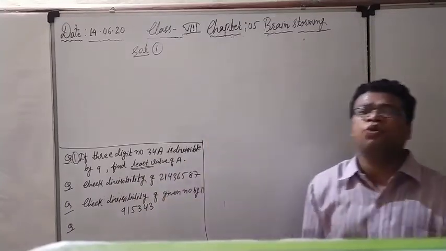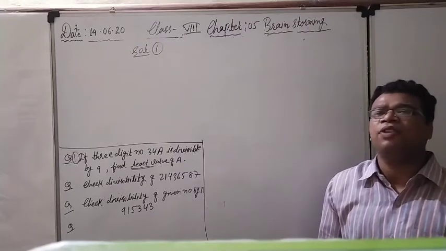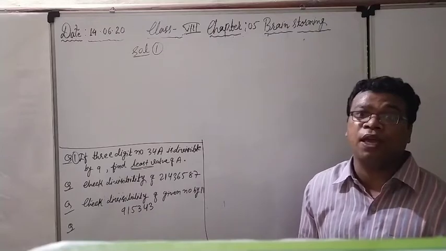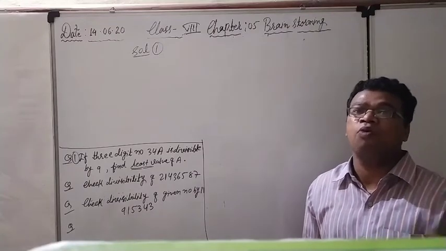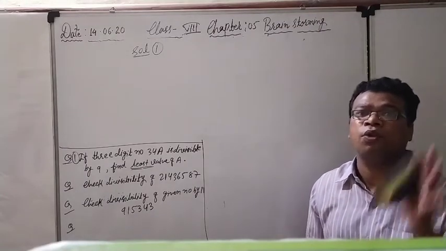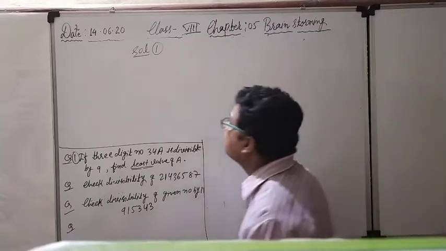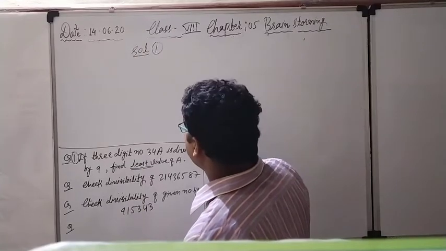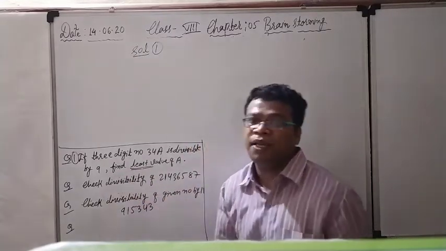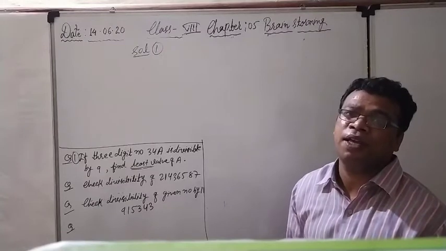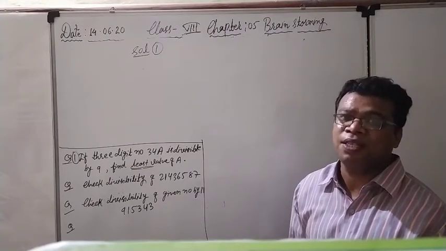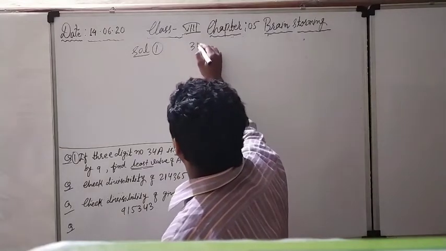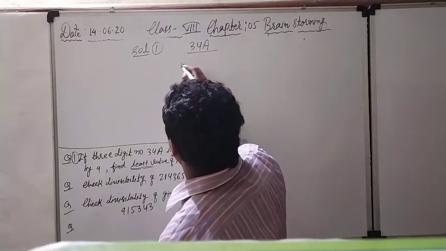There are so many values of A, I can find so many values here, but I have to find the least value of A. Right now, see solution number first. How do I have to solve it? What is the divisibility criteria of 9? The divisibility criteria of 9 says that I have to go for the sum of all the digits. So the 3-digit number is 34A.